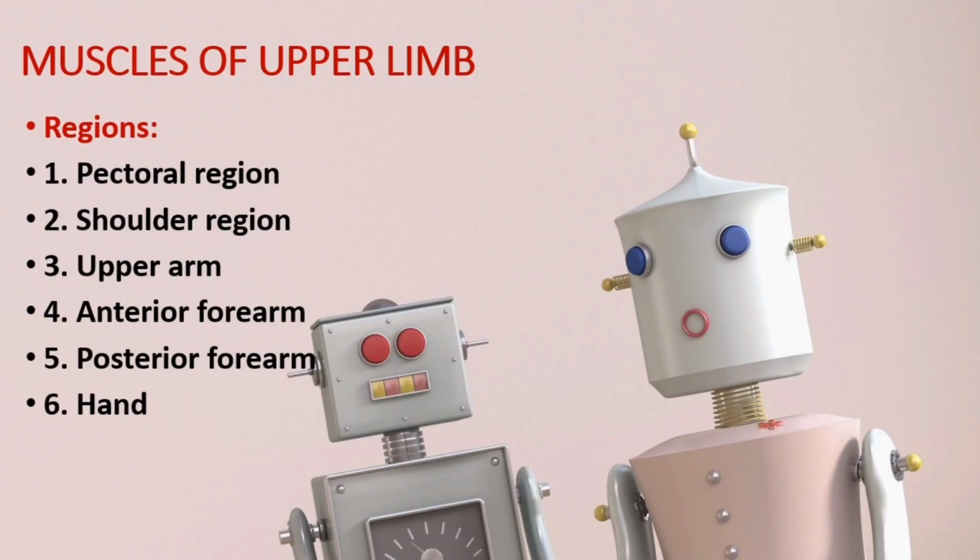Muscles. Muscles of the upper limb. The muscles of the upper limb can be grouped in different regions. The regions include muscles of the pectoral region, muscles of the shoulder region, muscles of the upper arm, muscles of the anterior forearm, muscles of the posterior forearm, and finally muscles of the hand.